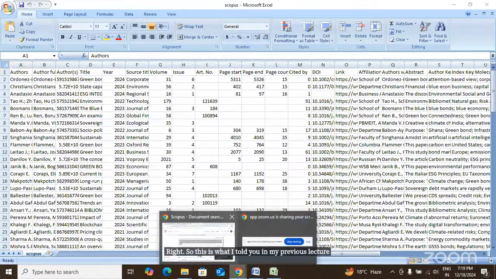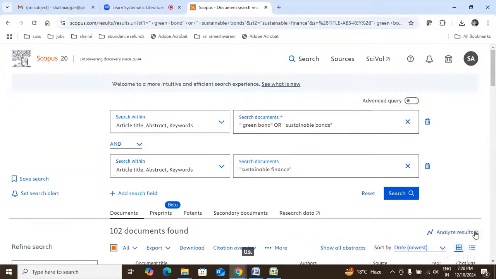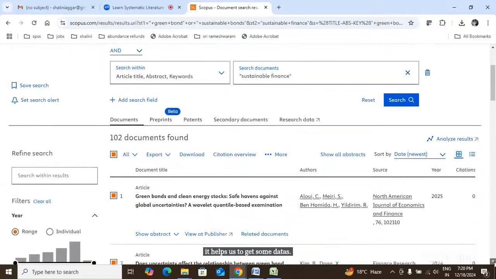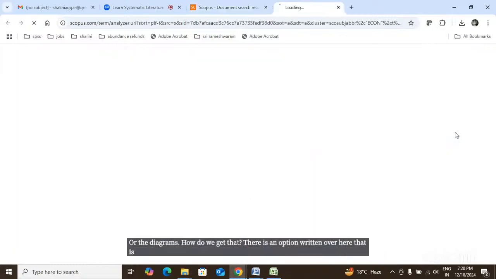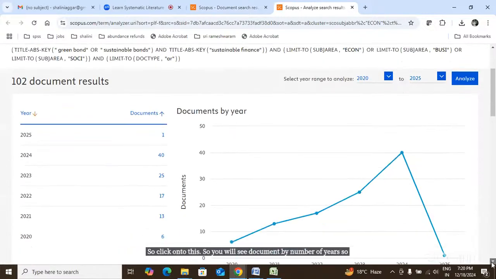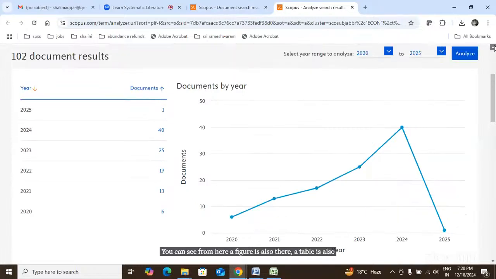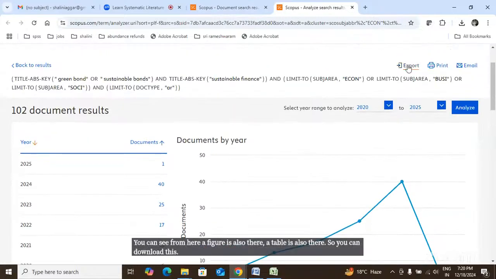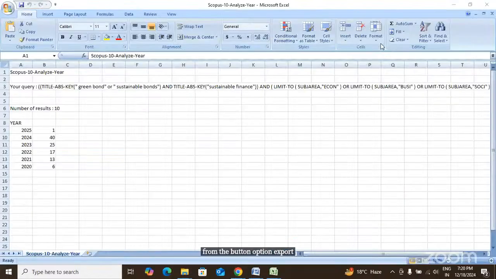One more thing I told you about is that it helps us to get some data or diagrams. How do we get that? There is an option written over here that is analyze results. Click on this and you will see documents by year. You can see a figure is also there, a table is also there. You can download this from the export button.